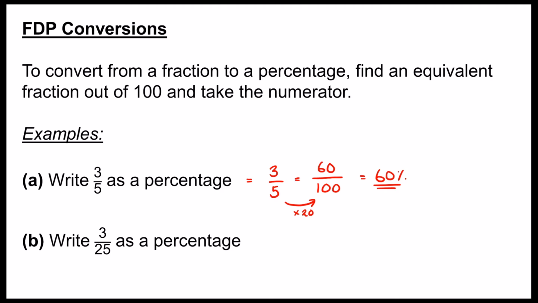In my second example, I'm asked to write 3/25 as a percentage. I first need to look at how to get an equivalent fraction out of 100. So in this particular example, I need to times my denominator by 4. Therefore my numerator becomes 3 times 4, which is 12, and therefore my answer is 12%.